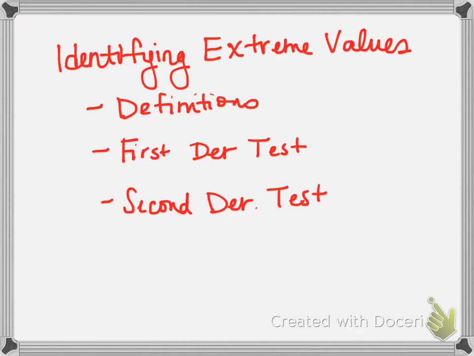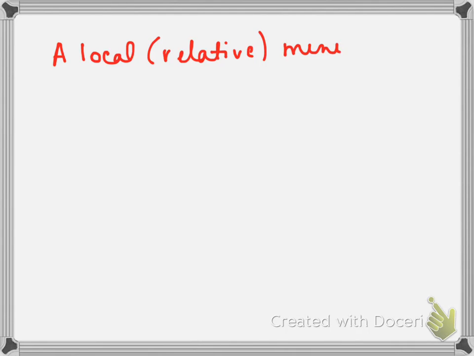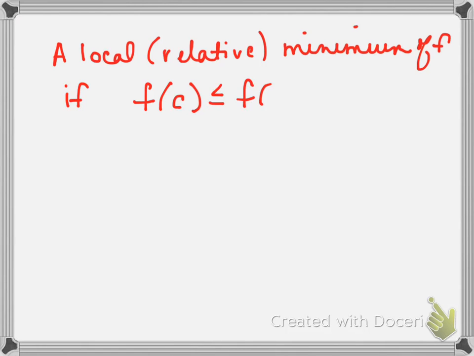Okay, so let's get a handle on what our definitions are. So we say that we have a local minimum, or sometimes we call it a relative minimum, of f if f of c is less than or equal to f of x for x near c. Okay, so what does this mean?